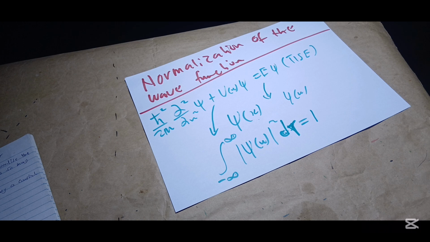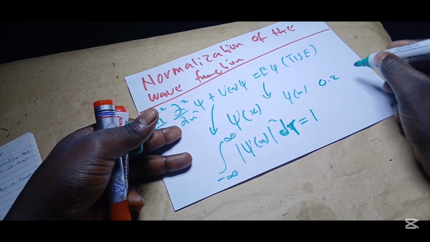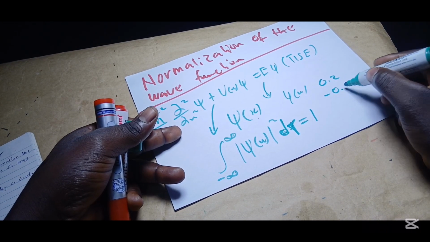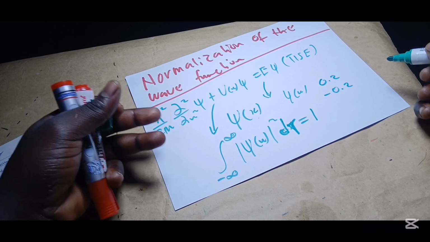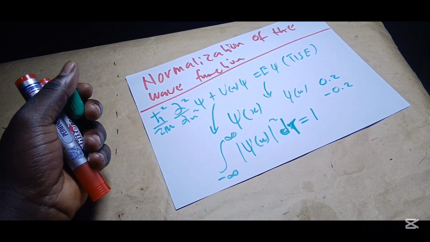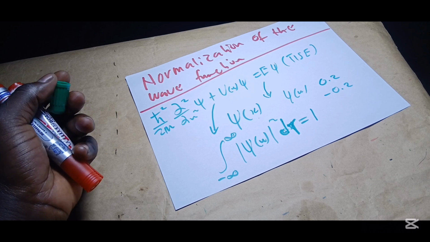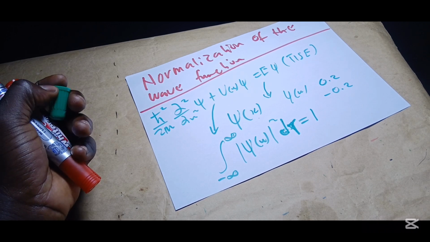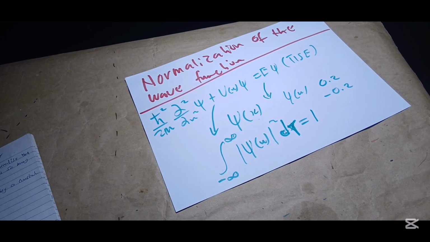It shouldn't be 0.2, which is 20%, or minus 0.2, which is minus 20%. Because it turns out to be difficult for us to define probability in terms of negative values. It's kind of not making sense.